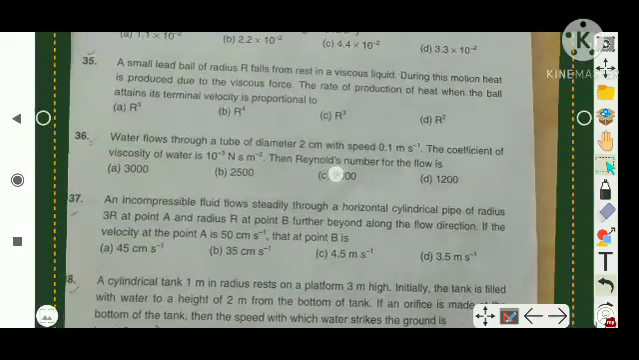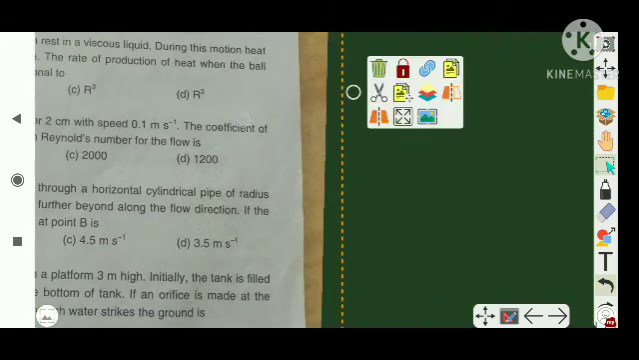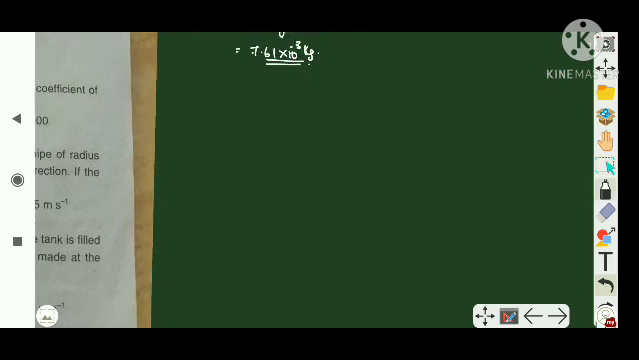A small lead ball of radius r falls from rest in a viscous fluid, a liquid. During this motion, heat is produced due to the viscous force. The rate of production of heat when the ball attains its terminal velocity is proportional to what? Now, how would you do that question?